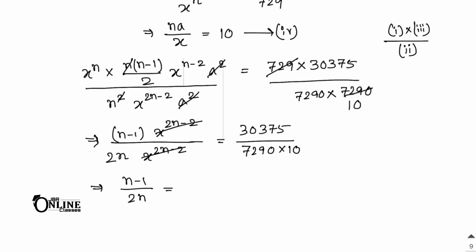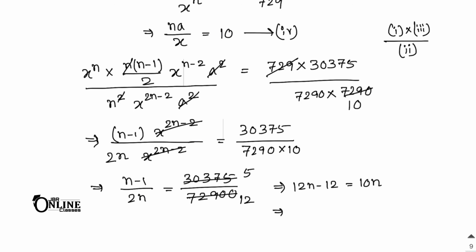Now on the right hand side you have 30375 divided by 72900. Then 30375 divided by 6075 will be 5, and 72900 divided by 6075 will be 12. That means 5 by 12. Now cross multiply: 12n minus 12 equals 10n. So from that 2n equals 12, and n equals 6.